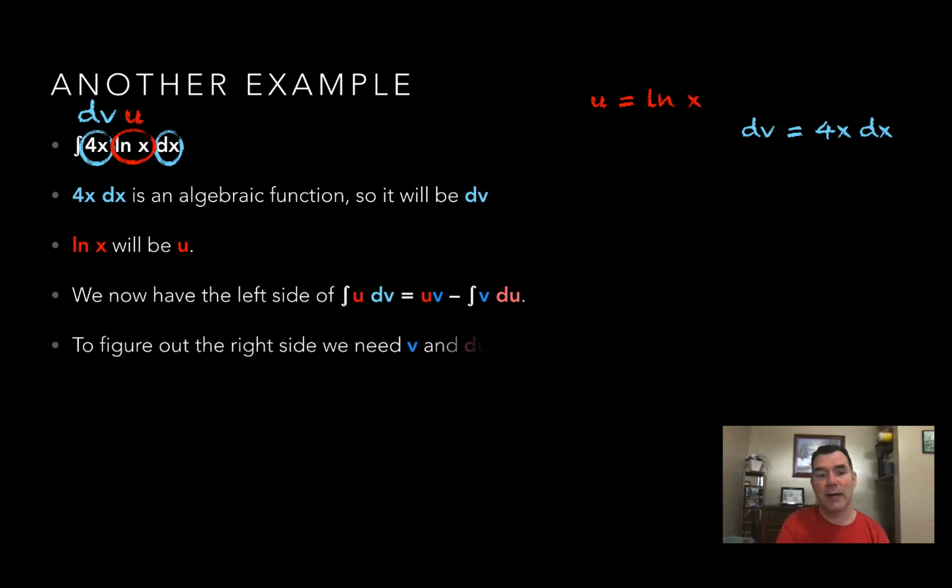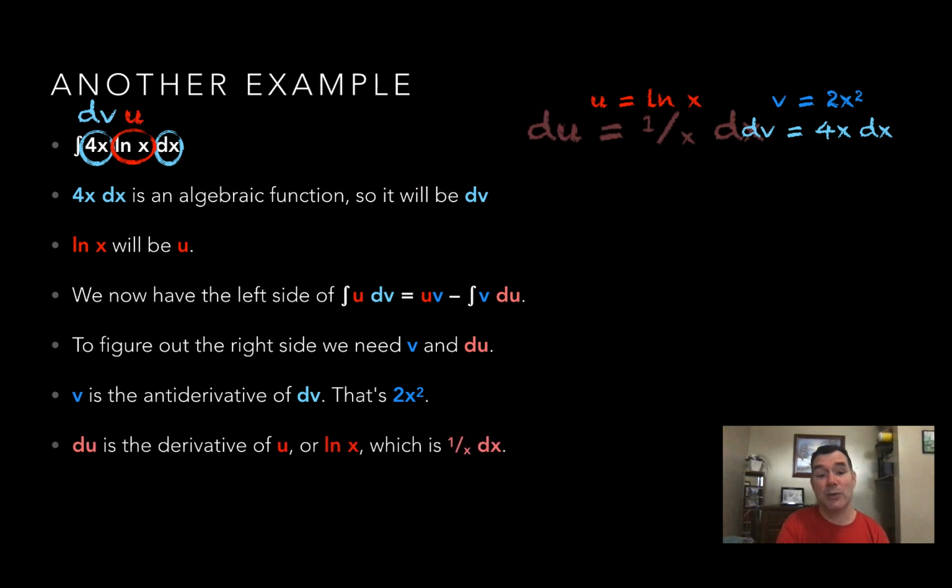But to write the right-hand side, I need to figure out what v is, and I need to figure out what du is. And again, v is the antiderivative of whatever I chose dv to be. So that's going to be 2x squared. And du is going to be the derivative of whatever I chose u to be. And so the derivative of natural log of x is going to be 1 over x dx.